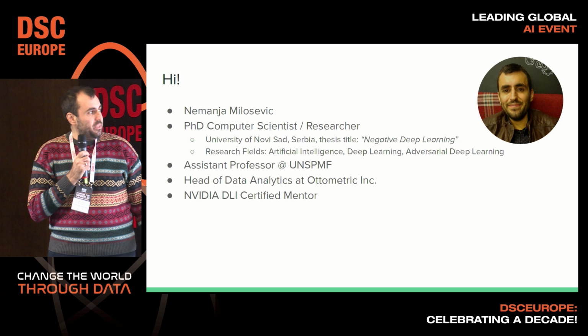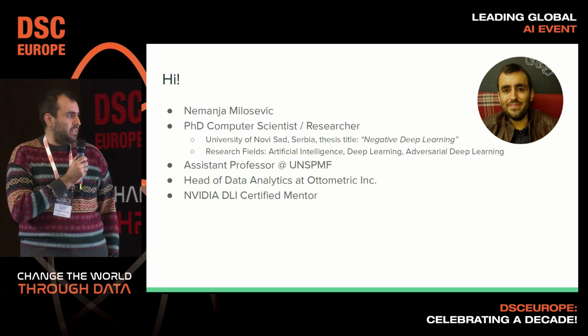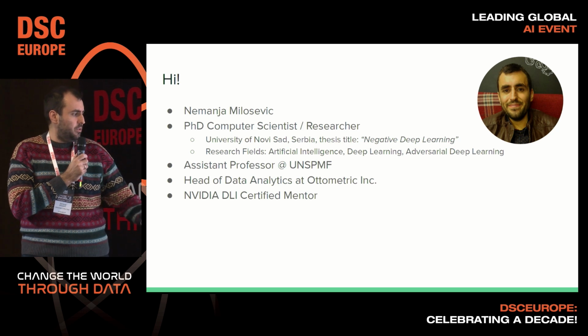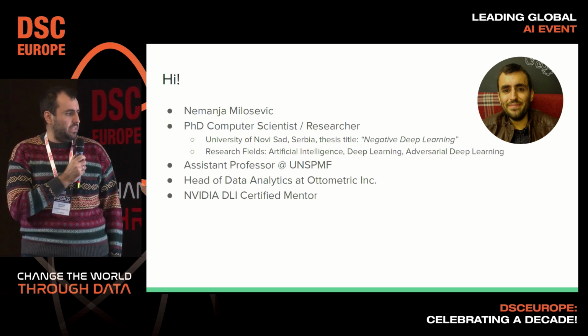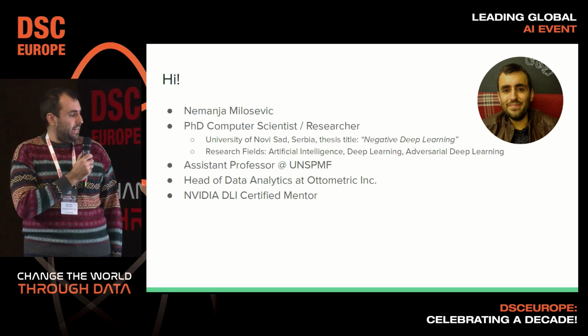Welcome, everybody. I'm so happy to see so many of you, and I hope you will have fun. We have a very interesting topic today. Before we start, just a short introduction. My name is Nemanja. I have a PhD in computer science, and I work as an assistant professor at University of Novi Sad, where I teach deep learning related courses. I'm also head of data analytics at Boston startup Autometric, which does ADAS for autonomous vehicles.